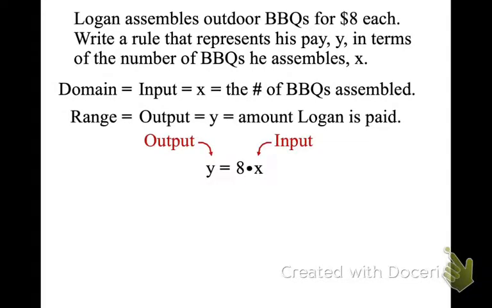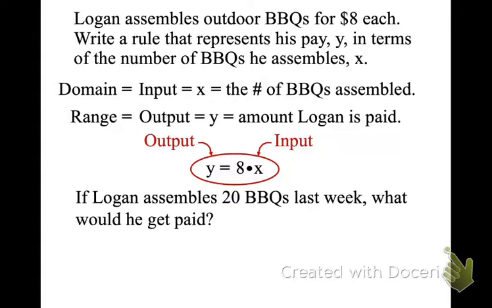The output's like the result. Now, when they give you questions like this, they're not going to just ask you to translate it. They're going to ask you to use it. So they're going to give you a second piece of data, and they're going to say, well, what happens if he has 20 barbecues? Once you write the rule, can you substitute it in and utilize it? So we substitute in, and we get y equals 160.